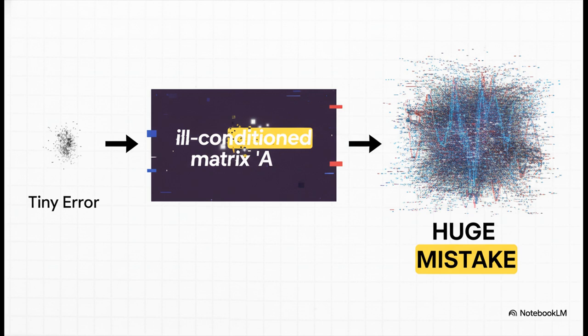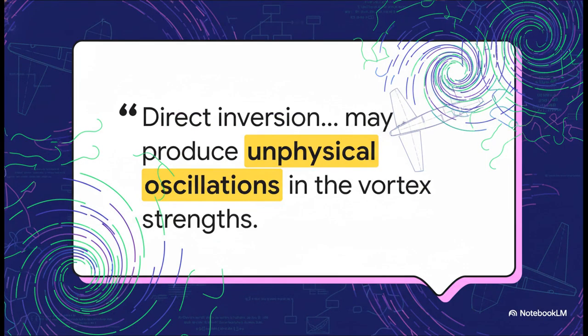The analogy of a wobbly camera tripod is perfect. The tiniest little shake and your picture is completely blurry and useless. And yeah, the source report we're using points this out directly. It says a direct solution might produce unphysical oscillations. That's a fancy way of saying the results are complete garbage. They make no physical sense. So we obviously need a better way.